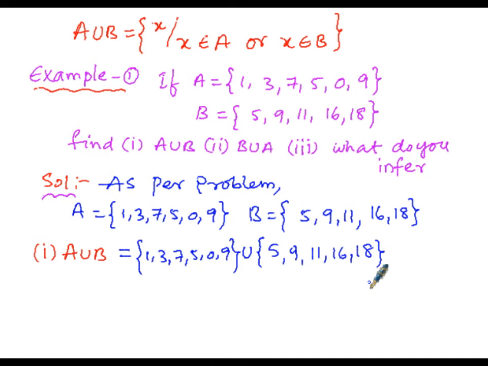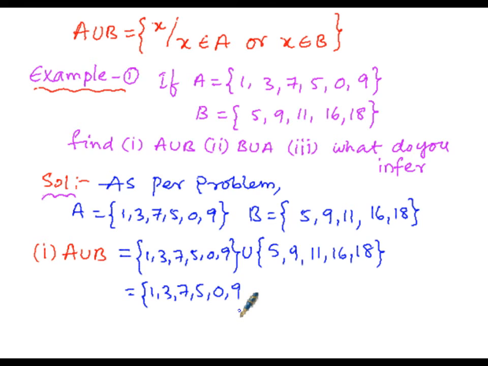In order to find out the union of these two sets, that is A and B, as per the definition, the elements of the new set A union B consist of the elements of either set A or set B or both. So, in order to write the union of these two sets, first of all let us write all the elements of the first set, that is A. So, here 1, 3, 7, 5, 0, 9.